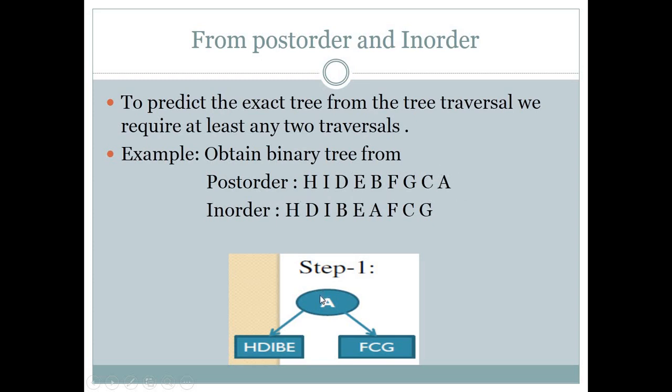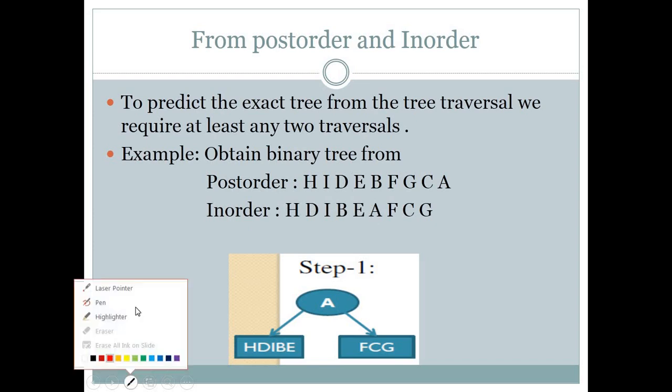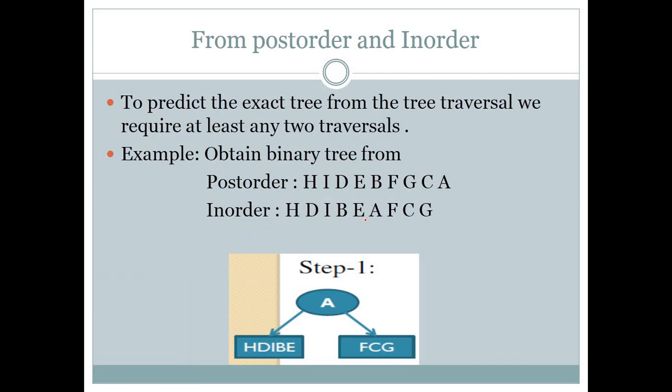So here we will declare A as the root node of our tree. If we declare A as the root node, then in the in-order traversal we will have A as the root node again. So this part will be the left part of our root A, and this part will be the right part of our root A. Here we will put H, D, I, B, E on the left side of A, and we will put F, C and G on the right side of A.